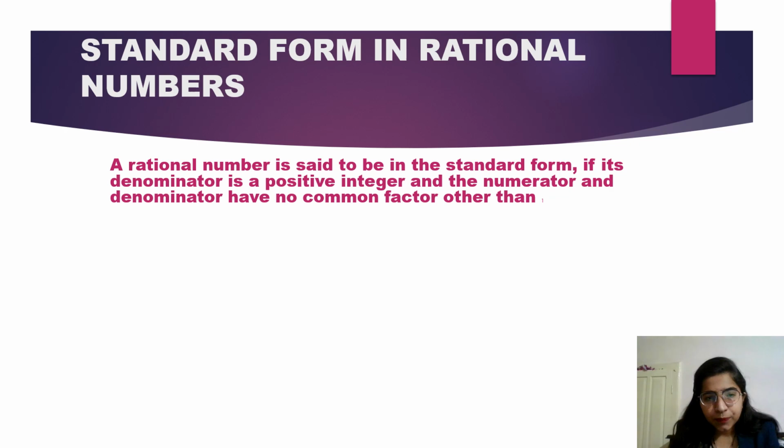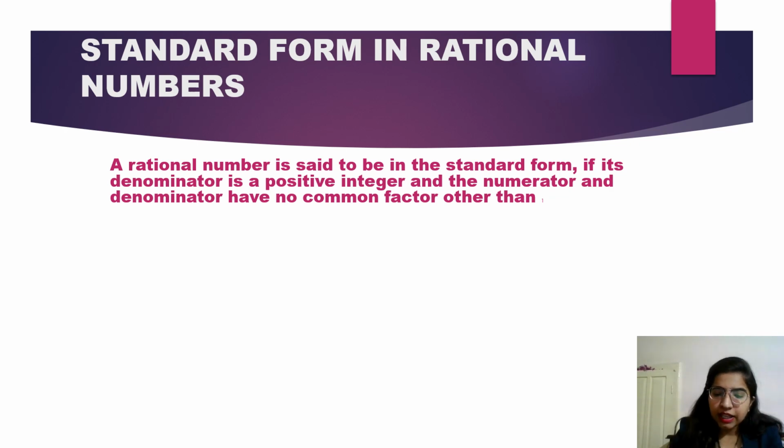Read the definition over here. The rational number is said to be in the standard form if its denominator is a positive integer and the numerator and denominator have no common factor other than 1. 1 must be here, okay, other than 1. What I'm saying to you is that the denominator is a positive integer. If you find the denominator as negative, you can bring the minus sign to the numerator, then it will become standard form.